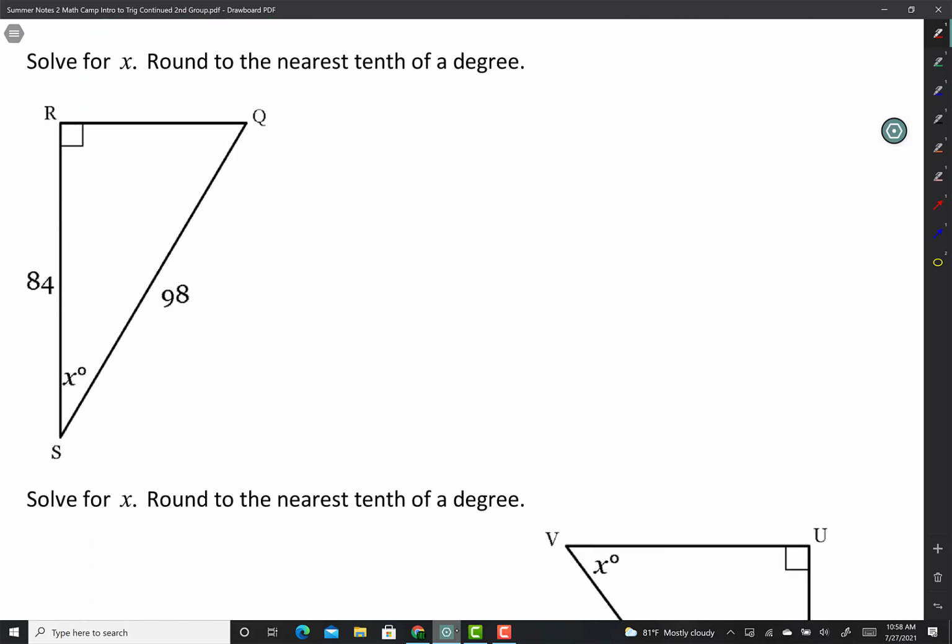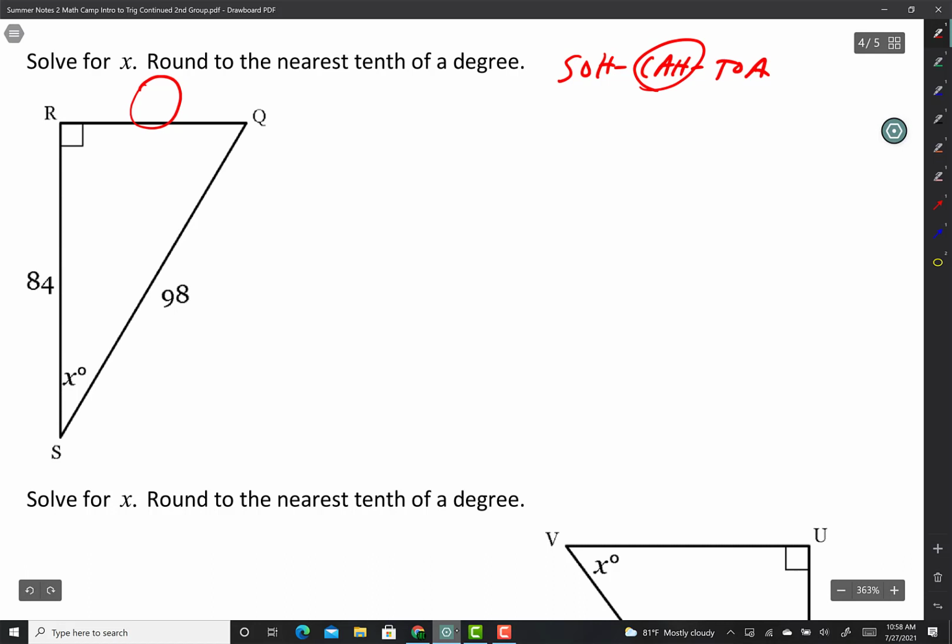Solve for x. Again, it's the same thing. It's a degree as well. You could, if you wanted to, find this. Maybe we'll find it. I don't know. See if we get the same thing. So with respect to x, that 84, is it opposite, adjacent, or hypotenuse? Adjacent? Yeah, it's adjacent. What about the 98? So which one can I use?